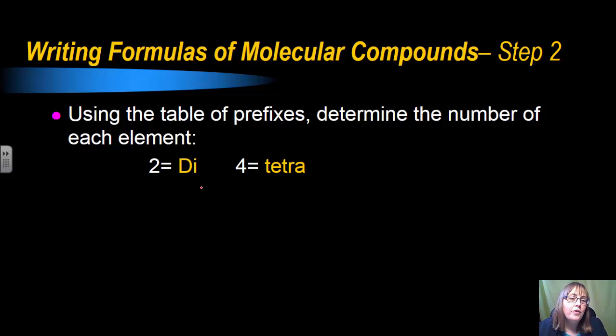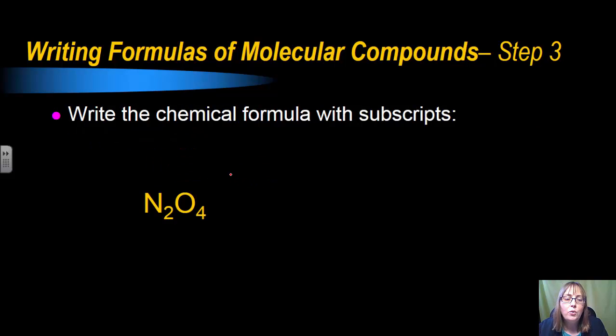Then we're going to be looking at the prefixes. So we know that di is 2, and our tetra is 4. And now we're going to be putting it into the chemical formula. So there's our nitrogen, and there's 2, and our oxide is our oxygen, and since it was tetra, it is now 4. So it's kind of reversing it. It's a lot simpler than having to deal with that crisscross rule that we did with the ionic compounds.